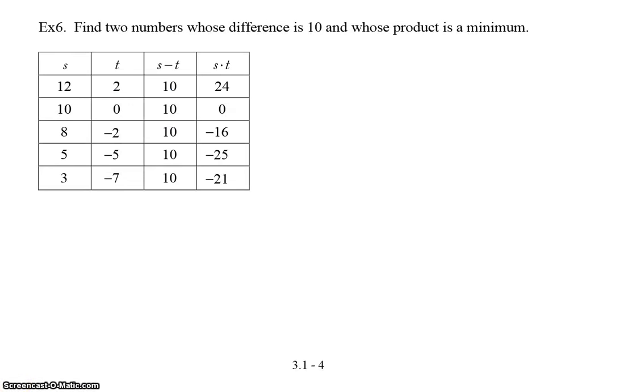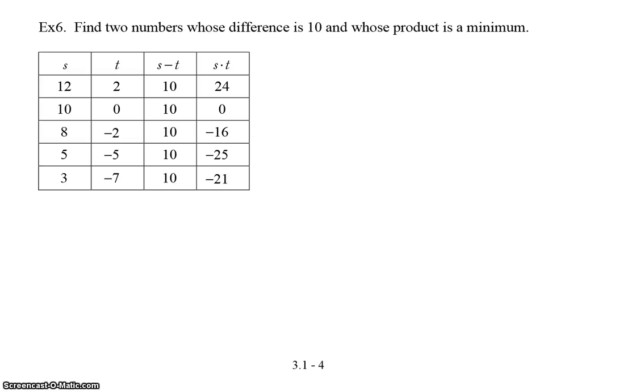As our final example, let's look at a problem where we have to create the function for ourselves. Find two numbers whose difference is 10 and whose product is a minimum. So this is another min-max type problem. What I've provided here is a table that shows different pairs of numbers whose difference is 10. For example, 12 and 2, 8 and negative 2, because 8 minus negative 2 is 10, and so on. And then I'm also showing their products, which vary.